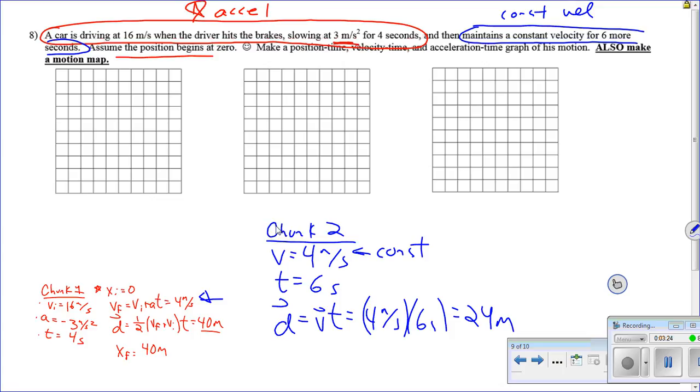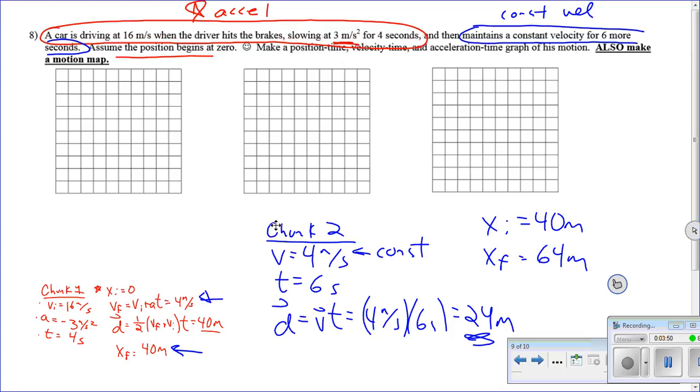Now, where did chunk 2 begin? Well, that began wherever chunk number 1 ended. So here, my starting position for chunk 2 is 40 meters. And then I'm going to go another 24 meters, which means my final position will be 24 meters. No, it won't. Try that again. 40 plus 24 gives you 64 meters.